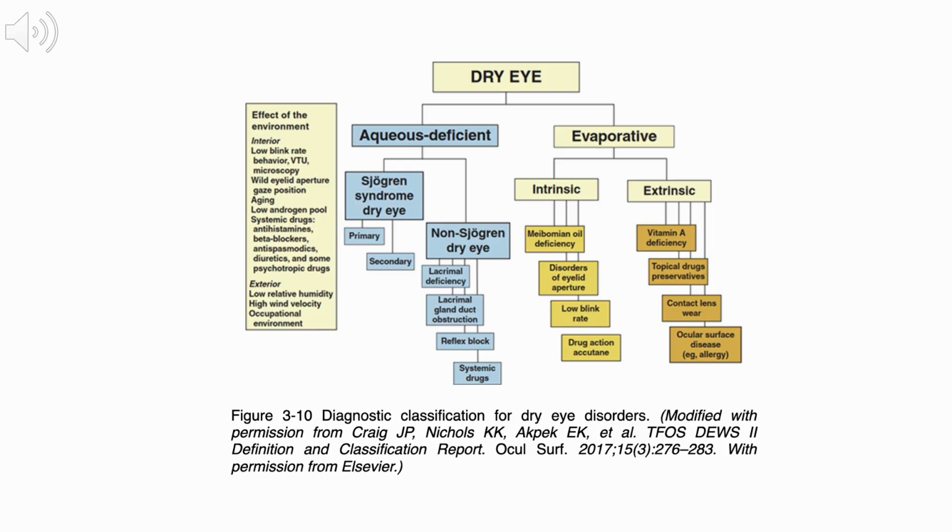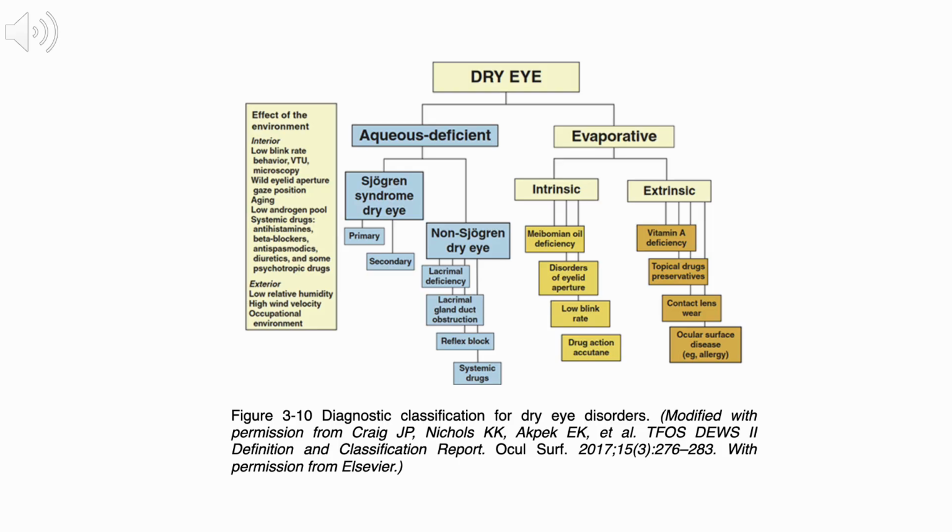On the other hand, evaporative dry eye occurs despite normal tear production and is further divided into intrinsic and extrinsic subtypes. Intrinsic factors include MGD, disorders affecting the eyelid aperture, decreased blink rate, and side effects from medications like isotretinoin. Extrinsic factors contribute to tear film instability and include vitamin A deficiency, topical drug toxicity, particularly preservatives and eye drops, contact lens wear, and ocular surface diseases such as allergic conjunctivitis.